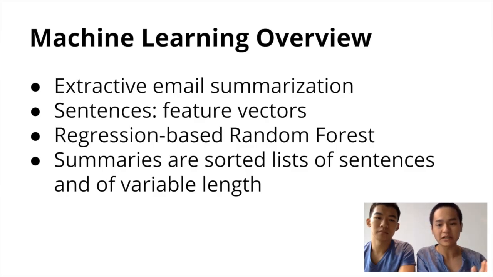For each sentence, a sentence is represented by a feature vector. We use 14 features in our training, and Kenny is going to talk about the specific features later. For the algorithm, we use a decision tree algorithm called regression-based random forest. And after we have trained the algorithm, it classifies each sentence in the email according to how important that sentence is.